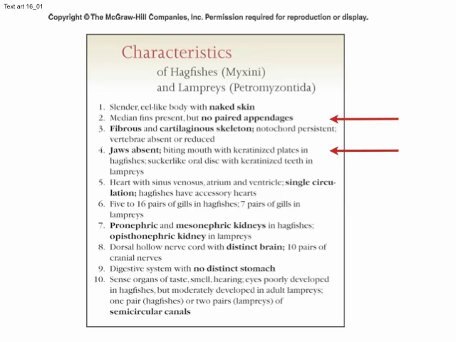So basically, hagfishes and lampreys, note, they lack paired appendages, they have fibrous and cartilaginous skeletons, and they lack jaws. The way they deal with the absence of jaws is that the hagfish have keratinized plates on their tongues, and the lampreys have a sucker-like oral disc, which also has kind of keratinized teeth, which can be used for scraping at flesh.